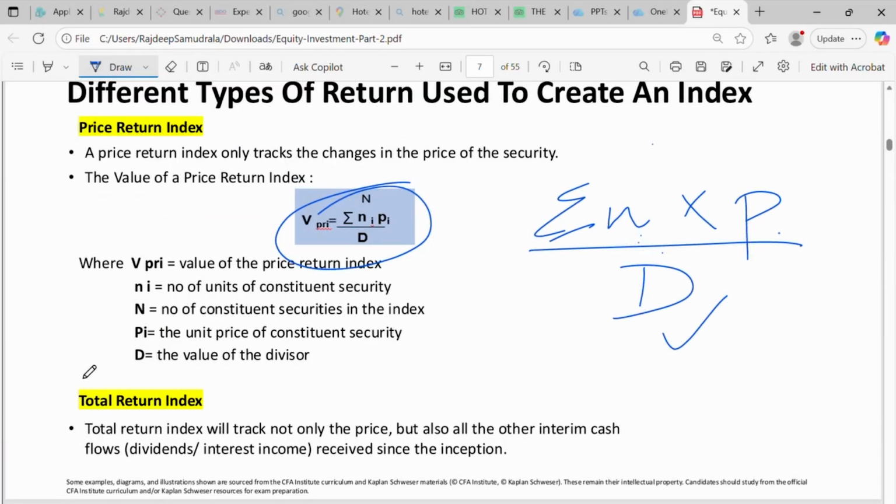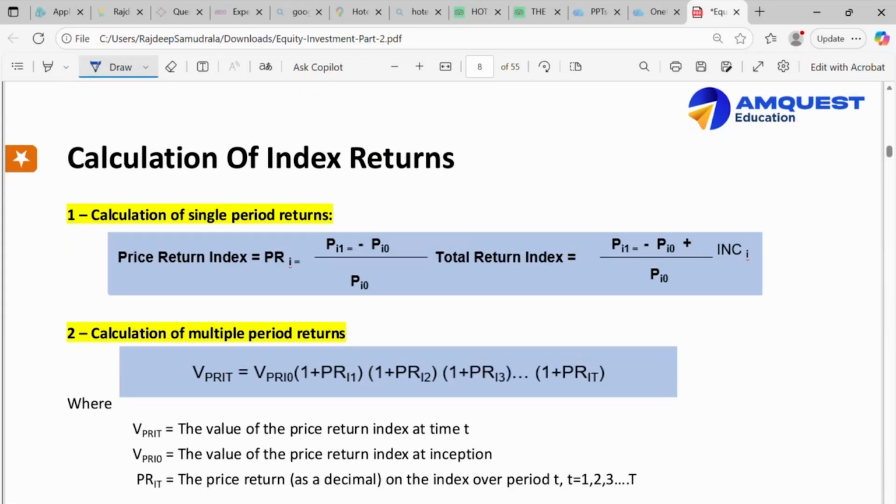Therefore, when we track the total return index, I am looking at the other interim cash flows also, like dividend in terms of equity shares or interest income in terms of fixed income. Now, price return index, you can do it for a single period or multiple periods. For a single period, you will take the opening price minus the closing price, but you have to then divide by the opening price. Clear? This is the difference.